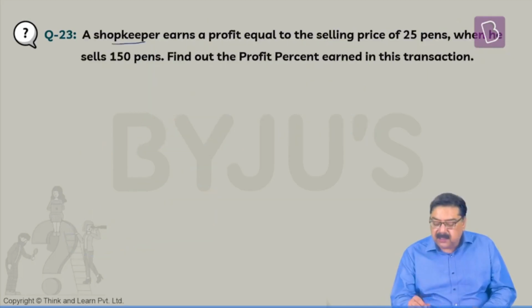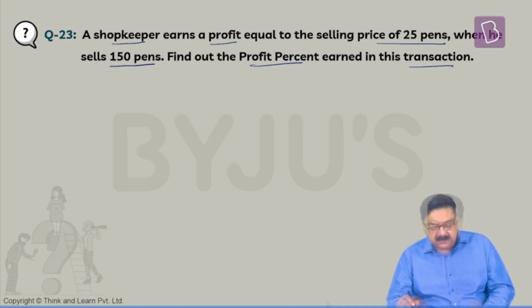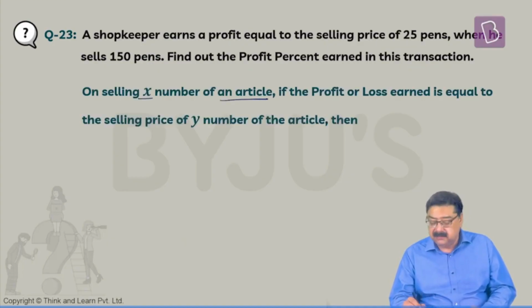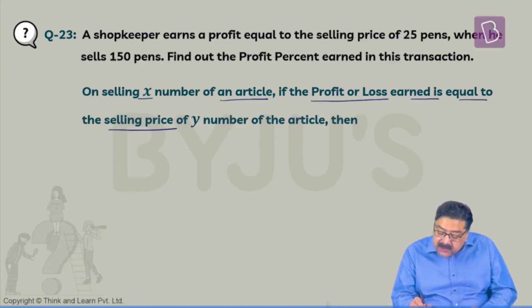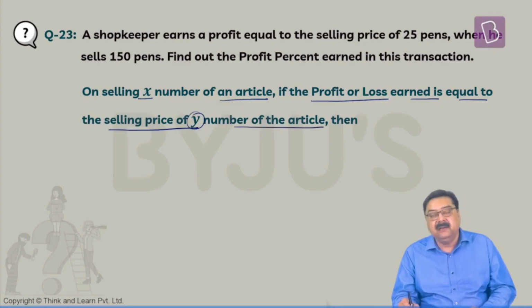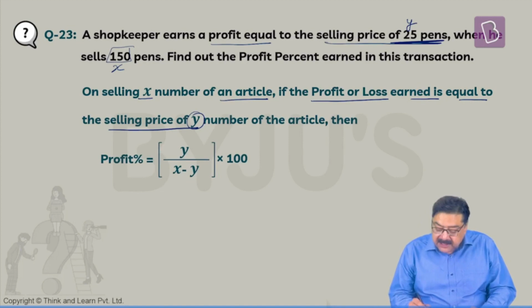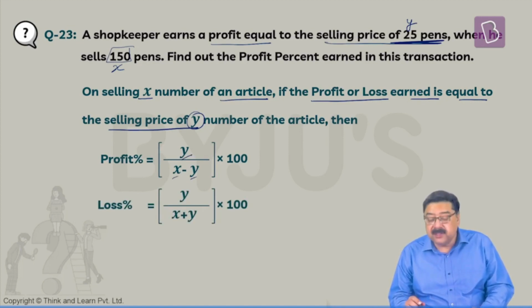Now a shopkeeper earns a profit equal to the selling price of 25 pens when he sells 150 pens. Now find out the profit percent earned in this transaction. Now let us follow this concept on selling X number of an article. If the profit or loss earned is equal to the selling price of Y number of articles, then you can make use of this formula, that is profit percent is Y by X minus Y into 100, and in case loss is made, then Y by X plus Y into 100.